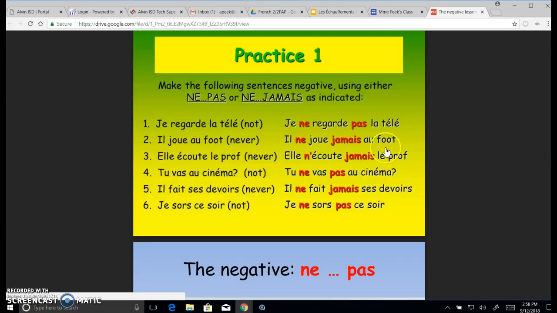Il ne joue jamais au foot, he never plays soccer. Elle n'écoute jamais le prof, she never listens to the teacher. Il ne fait jamais ses devoirs, he never does his homework.